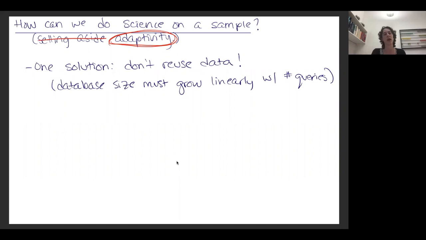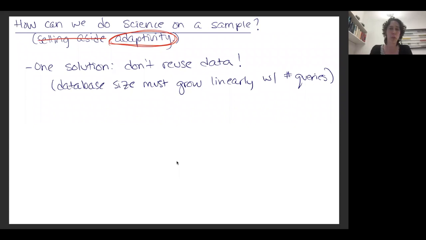So one solution is don't reuse data. Every time you want to issue a query, get yourself a fresh database. And then you no longer have an adaptivity problem. You've no longer selected the query as a function of the data on which it's going to be evaluated. And so you can go back to living in the beautiful world that we started in without adaptivity, except your data needs grow linearly with the number of queries. And that's not so beautiful.